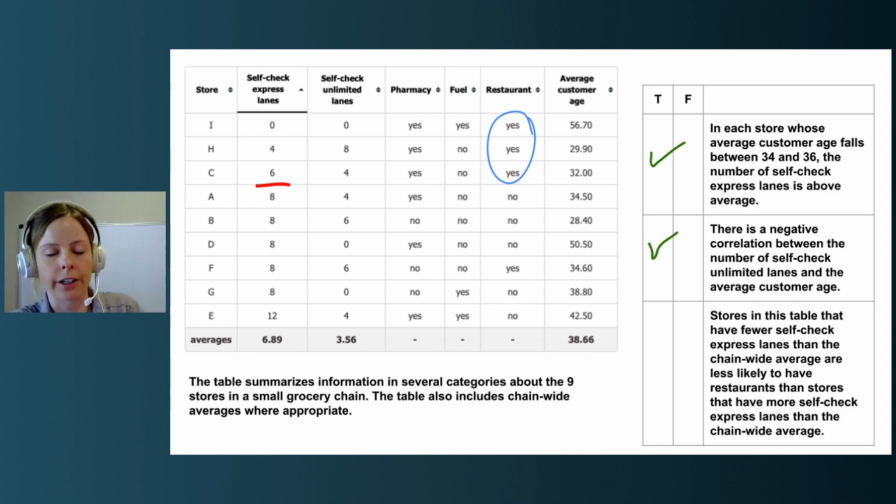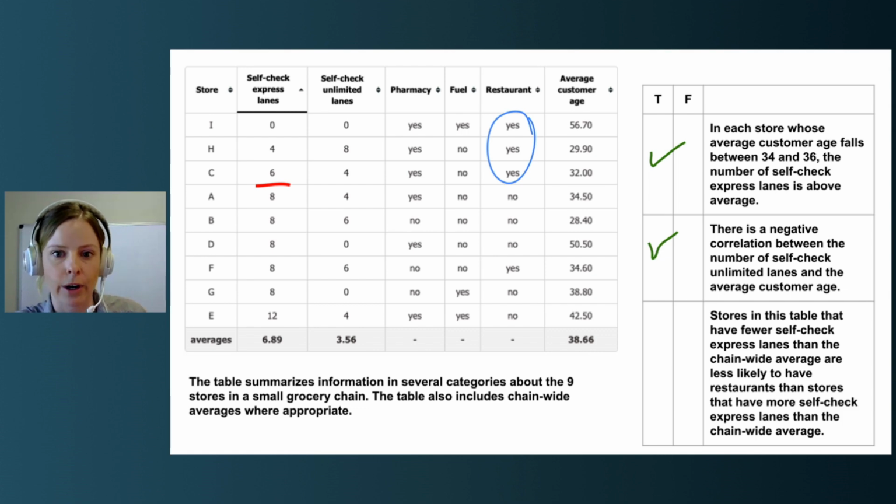Now I'm shifting over to look at the restaurant column. How likely are these stores to have a restaurant? Well, all of those stores that are below the average have a restaurant, right? And then looking a little bit down in that column, much more of a mixed bag, way less likely to have a restaurant if you are above the average.